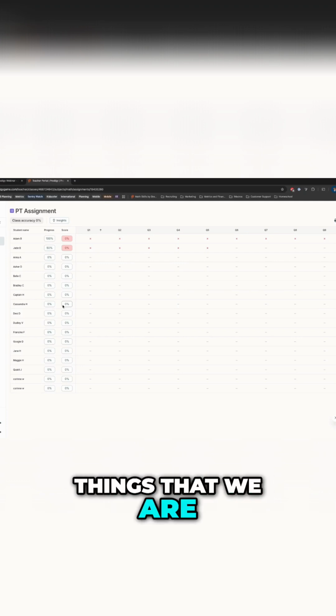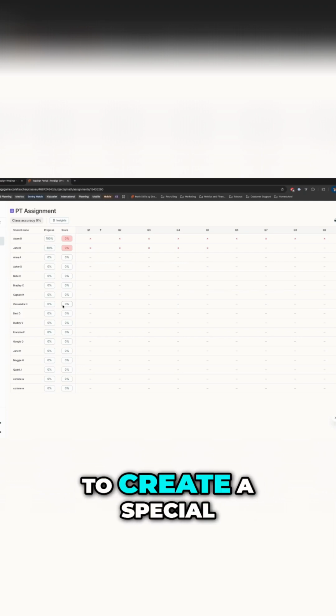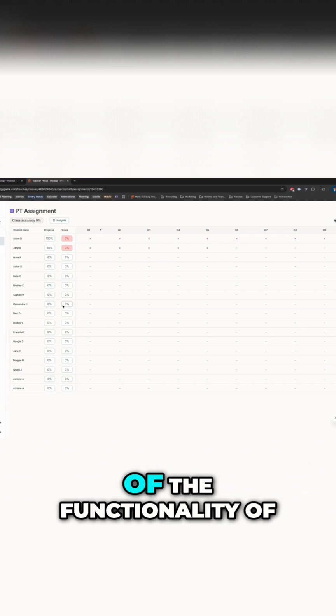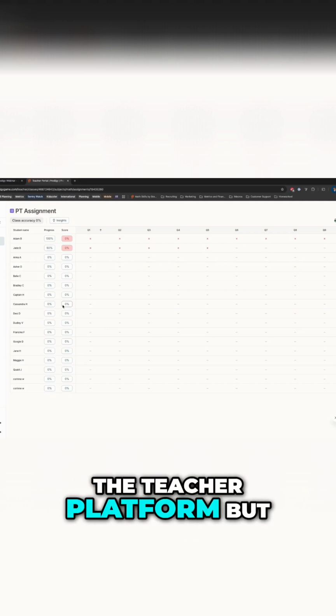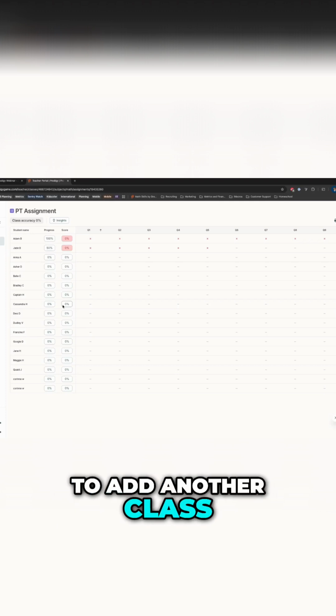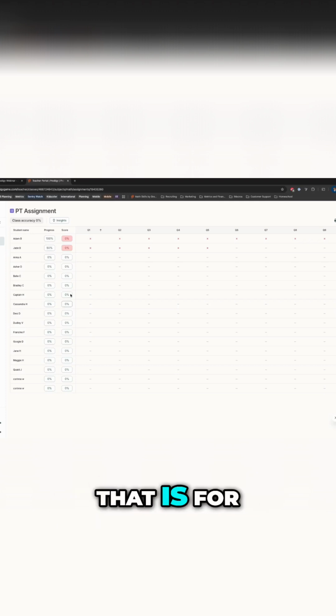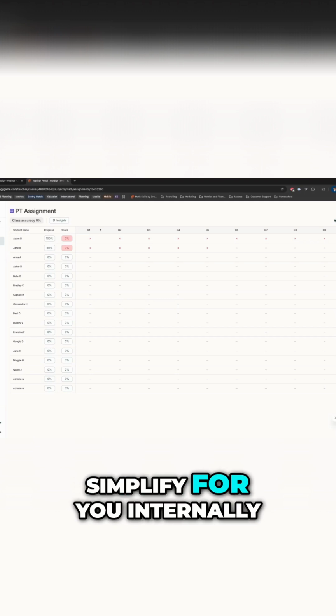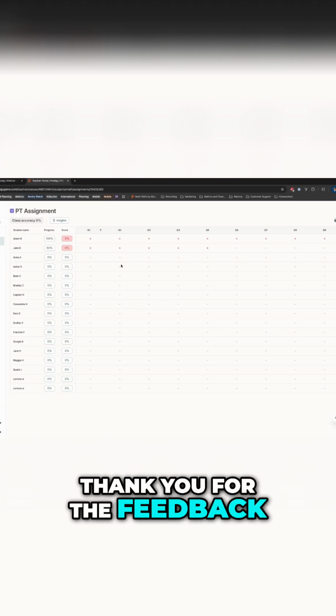And one of the things that we are looking at, if it's possible, is to create a special homeschooling parent account that actually allows you some of the functionality of the teacher platform, but on the parent side as well, without having to add another class. So I can't guarantee that is for sure coming, but that is something that we are looking at if we can simplify for you internally as well. Thank you for the feedback, Kara.